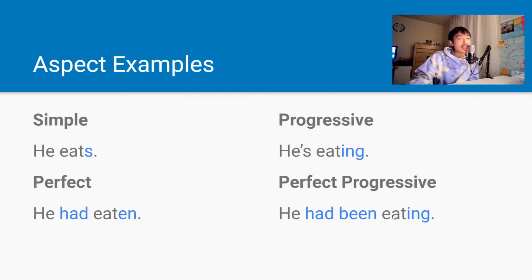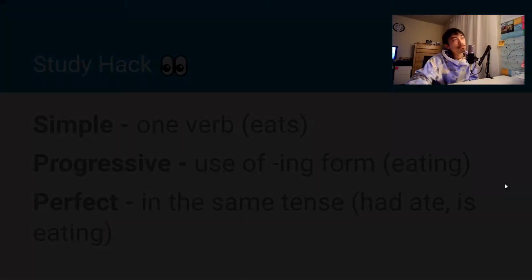Perfect progressive, he had been eating. That's kind of confusing and it is a mouthful. Pun not intended. But had been eating. That's what makes the difference in perfect and perfect progressive: right here, been makes it able to become been eating instead of had eaten, because once we have been, that allows for the ing form to be used.